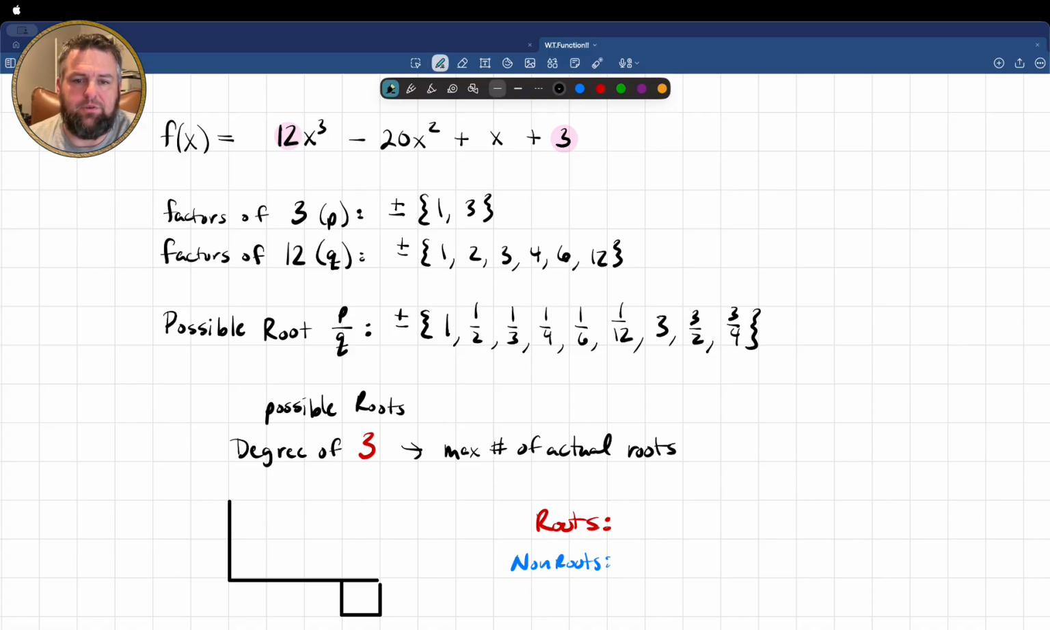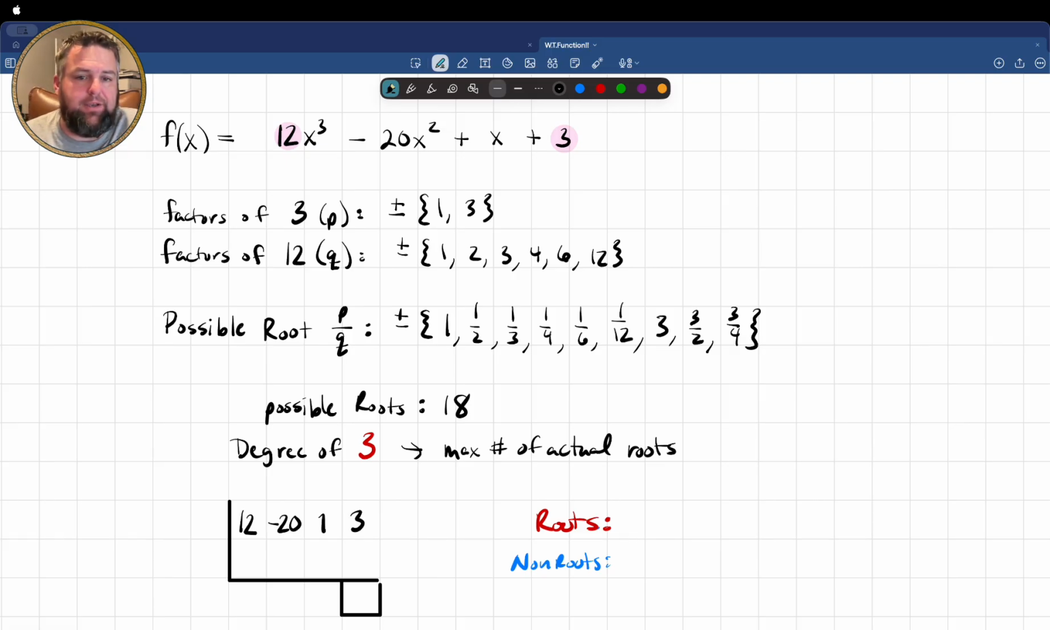So we have 1, 2, 3, 4, 5, 6, 7, 8, 9 times 2 possible roots. So we have 18 possible roots. We only need 3 of them. So once we find 3, we don't have to keep testing. So we're going to use synthetic division to test this polynomial to find its actual roots. So we'll have 12, negative 20, 1, and 3.